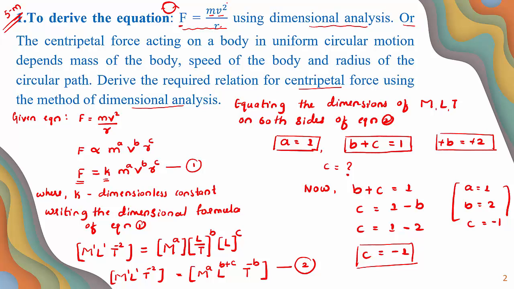Now, we have to substitute all these a, b, c values in equation number 1: m raised to a, v raised to b, r raised to c. See, I am going to write here. What is equation 1? F equal to k into m raised to a, v raised to b and r raised to c. This is equation 1. Here we have to substitute a equal to 1, b equal to 2, and c equal to how much we got? Minus 1. Substitute in equation 1.